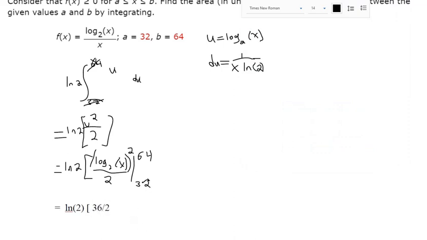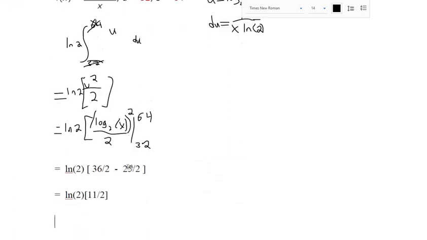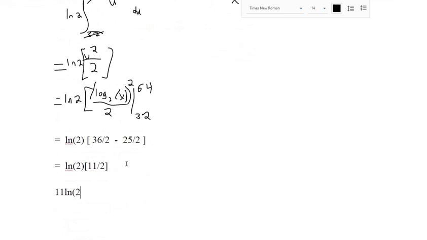That's the result we get when we plug in 64, and then we subtract what happens when we plug in 32. If you raise 2 to the 5th power, it makes 32, so log base 2 of 32 is 5. Then that gets squared, so it's 25 over 2. When you subtract those, it's natural log 2 times 36 minus 25, which makes 11 over 2. So in other words, that's 11 natural log 2 over 2.